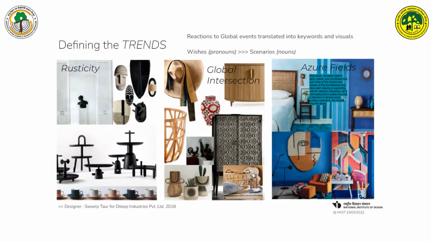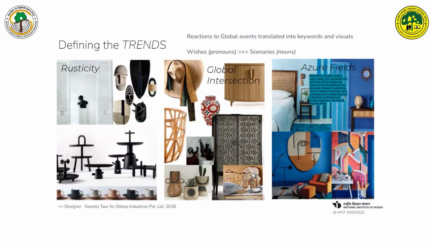Like if I want to vouch for peace, or if I want to vouch for nostalgia, what do we mean by that? Because otherwise these are very abstract terms. How do you translate them into something actionable? That's where the trend boards and the trend visuals come into place.